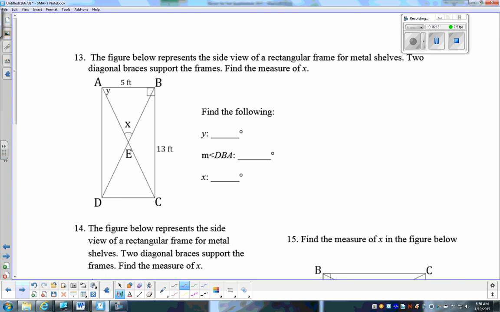Number 13. The figure below represents the side view of a rectangular frame from metal shelves. The 2 diagonal braces support the frames. Find the measure of x. So we're walking you through this one. For number 13, we know that we have all these right angles. So to find angle y, I want to look at this triangle right here. I'm going to draw it off to the side to make it a little less confusing.